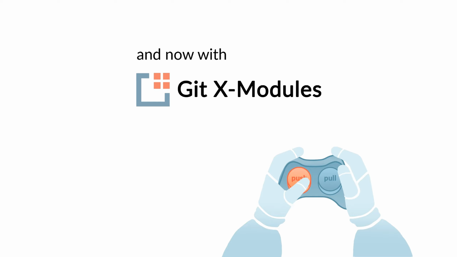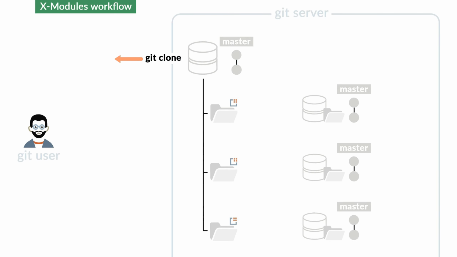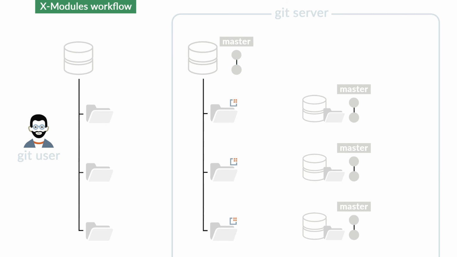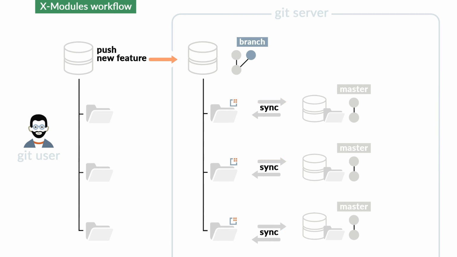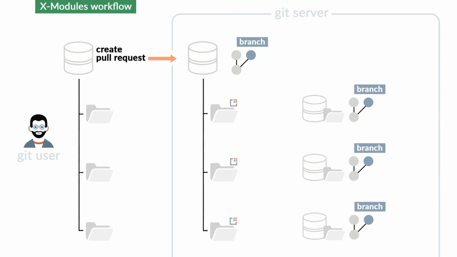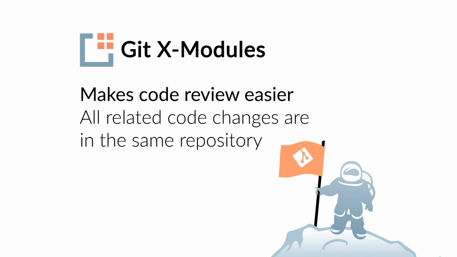With Git X-Modules, all the related changes are in a single parent repository. So you can clone a parent repository, update it with a new feature, and then create a single pull request that has all the related changes in one place. That makes your code review so much easier.